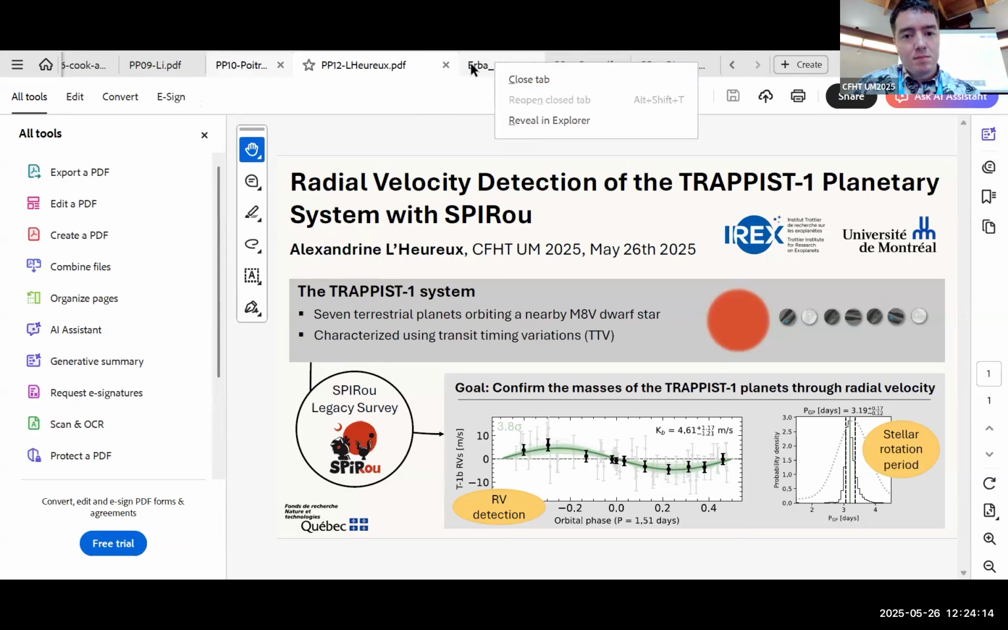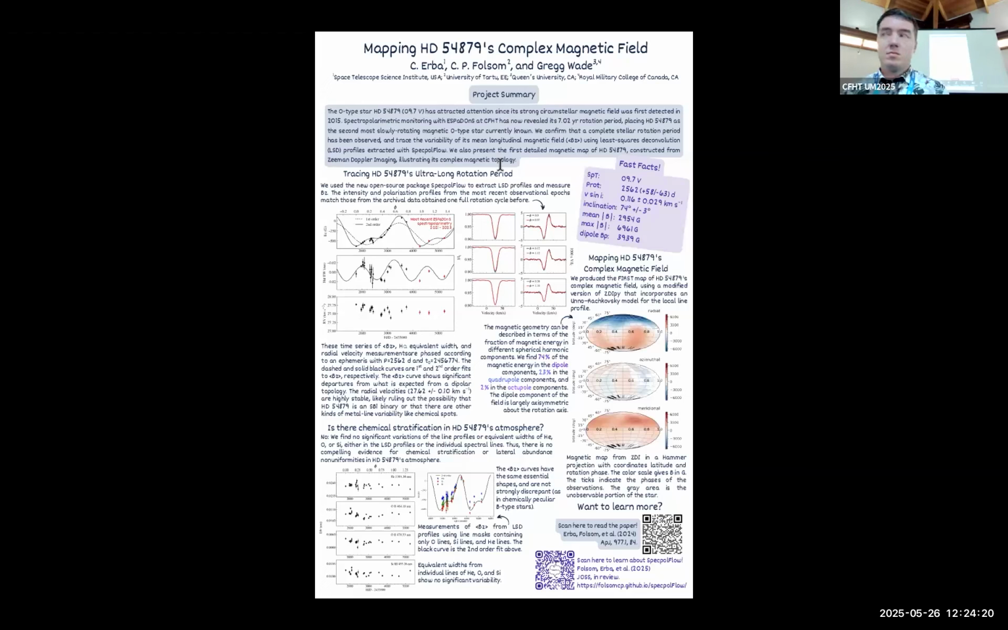One of the things that I work on, thanks to CFHT, thanks to Espadon at CFHT, is characterizing the magnetic fields of slowly rotating O-type stars. So this poster is about one of those efforts for the most recently discovered magnetic O-type star, HD 54879. It's an O9.7 star with a complex magnetic field, and yes, it is actually complex. If you would like to learn more about that, please see the poster.